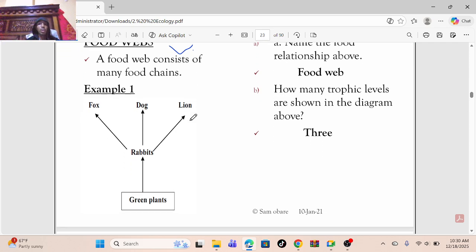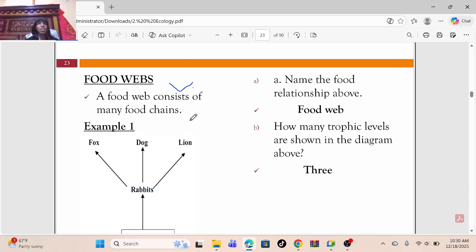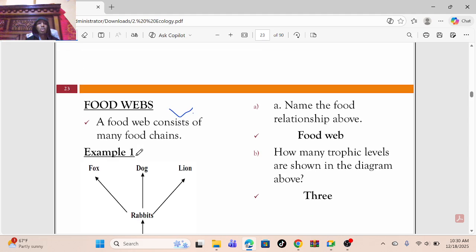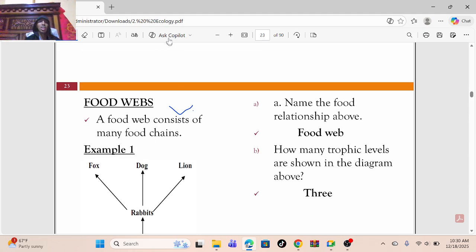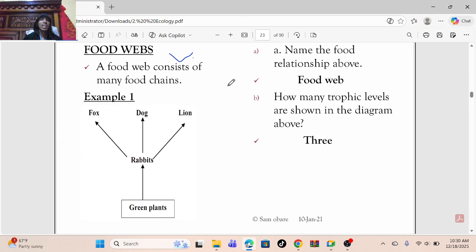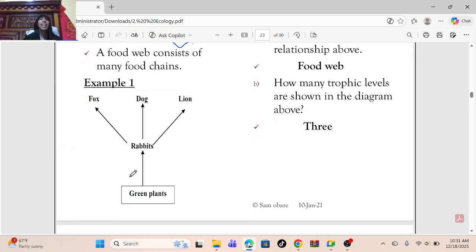So this is first of all food web. Name the food relationship above. So food web sasa kazi yake ni food sasa iko na many food chain. Unajua food chain ilikuwa tu moja. For example kama ni plant ama grass inakula na grasshopper, then grasshopper inakula na birds. So ni kama tu moja tu line moja. Lakini look at the food web. Yani it has many food chain.